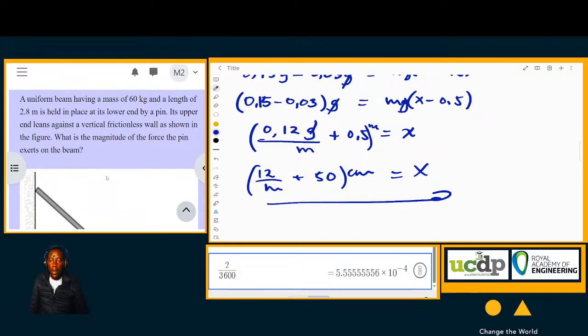Then the one for an inclined beam resting on a vertical wall.